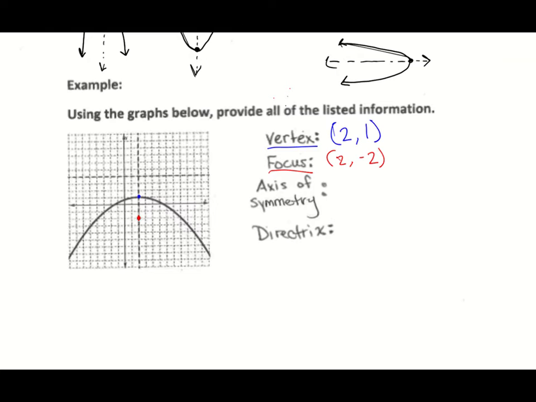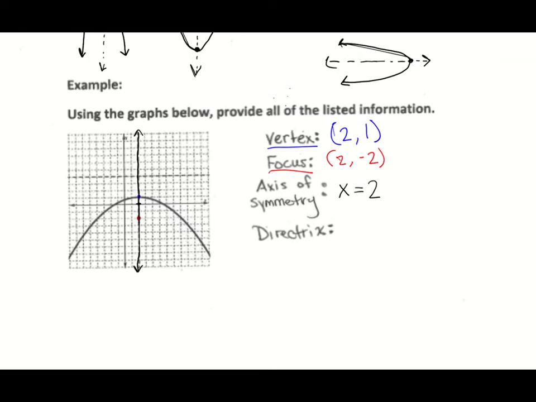The next piece it asks for is axis of symmetry. So we know our axis of symmetry, it's labeled on here for us, divides that parabola in half. This is our line for our axis of symmetry. So this axis crosses our x-axis right here at 2. So that means x always equals 2. Our equation for that straight vertical line is x equals 2.